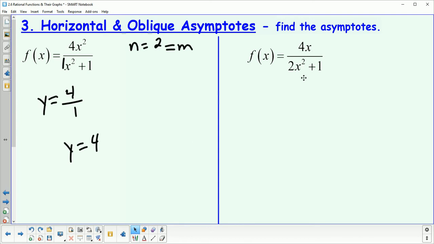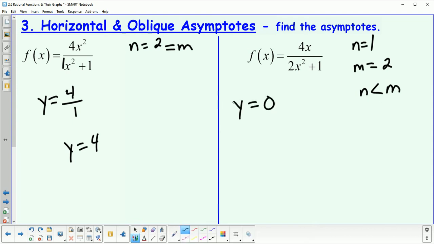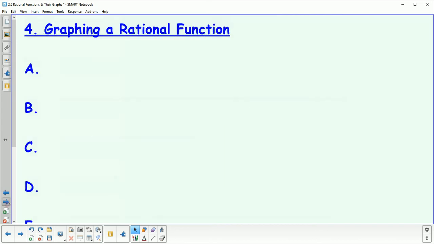Okay, on this second one, you see the degree of the numerator is 1, and the degree of the denominator is 2, which means your numerator is less than your denominator, so you would have a horizontal asymptote of y equals 0. Okay, if we switch these, we'd have to do long division to find out an oblique asymptote. So these are two examples of horizontal asymptotes.